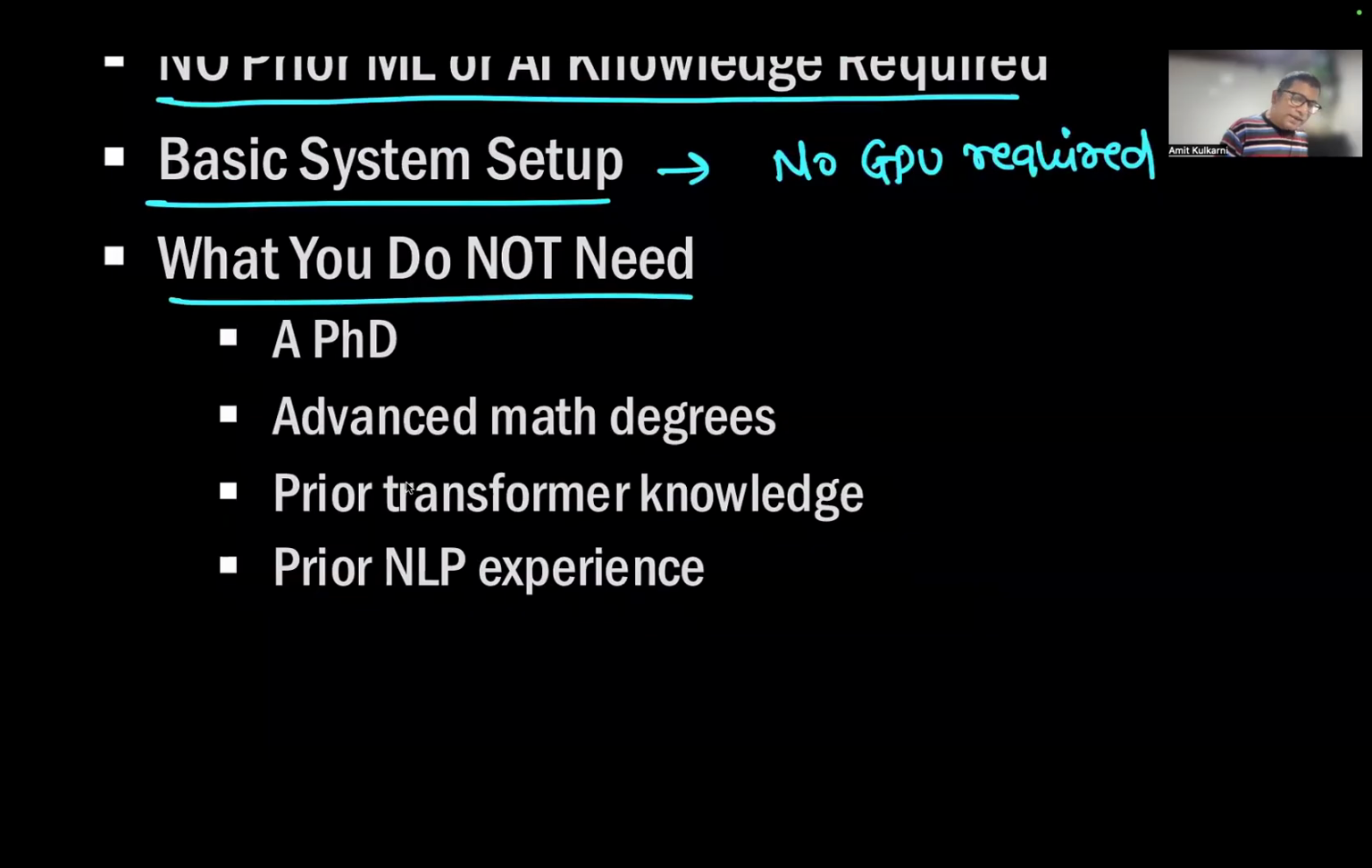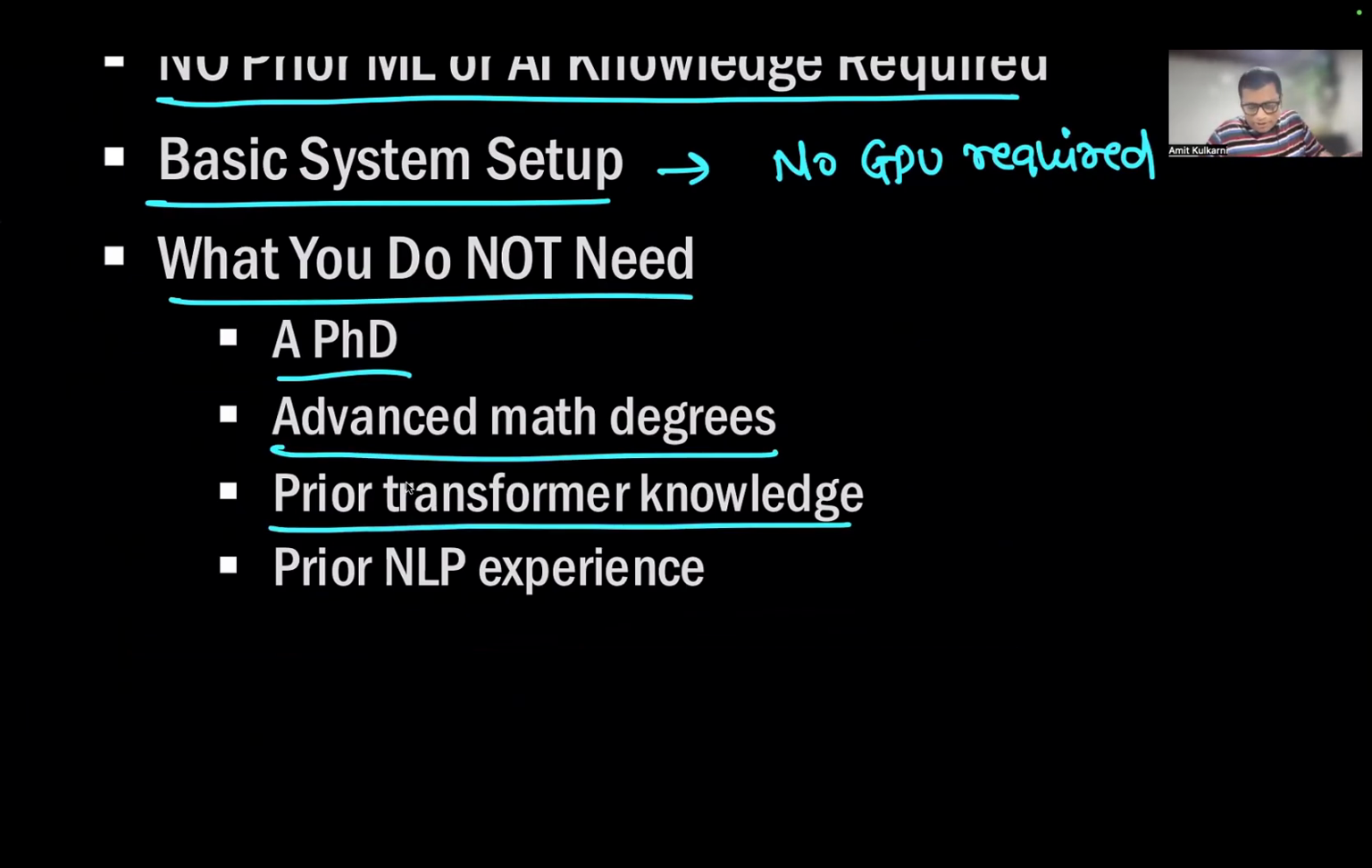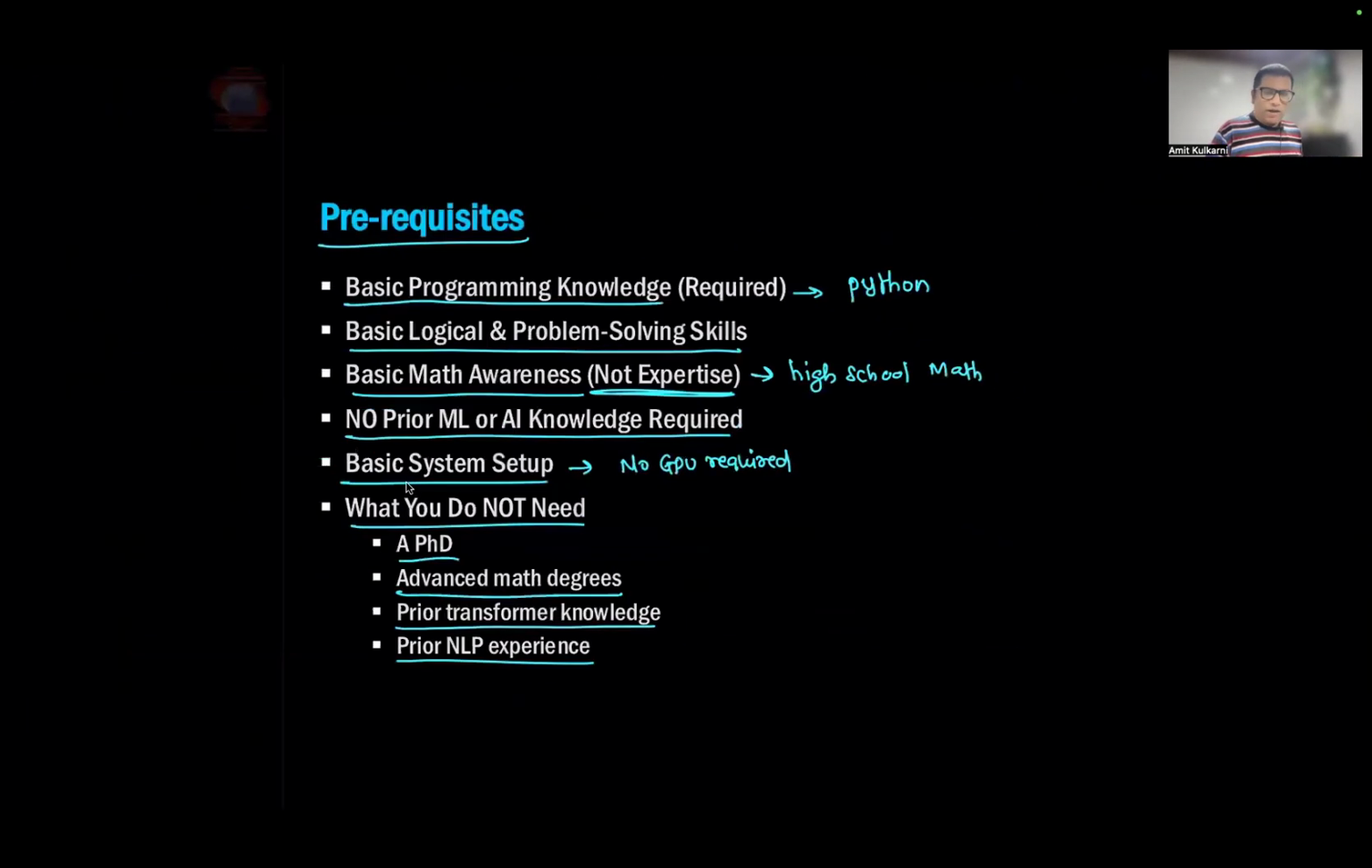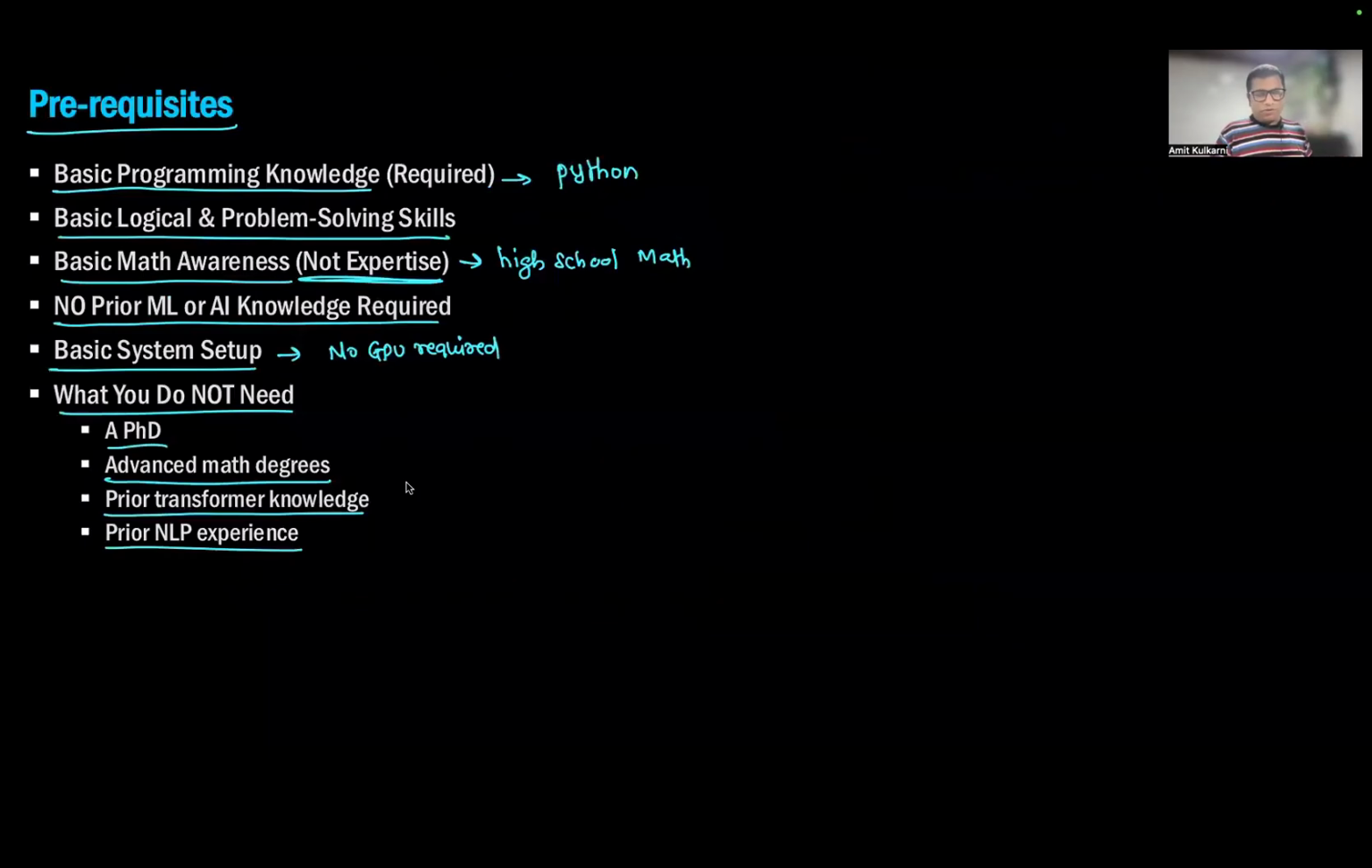What you do not need: you do not need a PhD in maths or in AI or in ML. You don't need an advanced math degree, as I mentioned. You don't need prior transformer knowledge because we are going to start from scratch, and no prior NLP experience. You don't have to understand NLP or transformers. Everything that we are going to need, I'll show you here in the class. Everything from scratch.